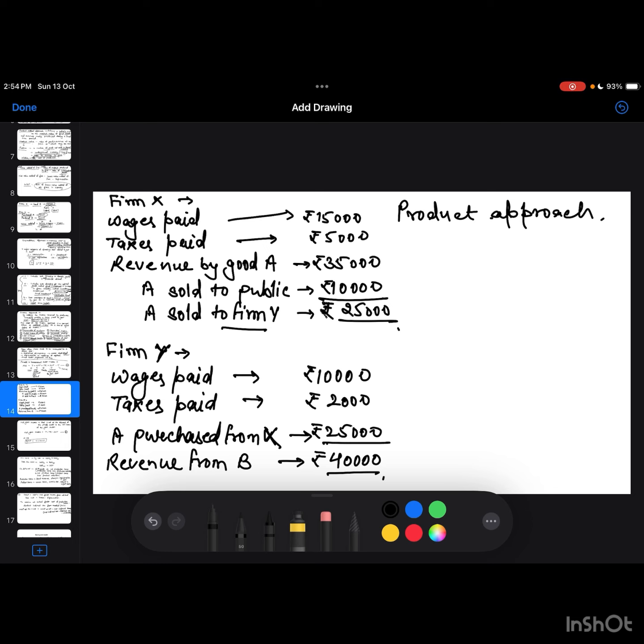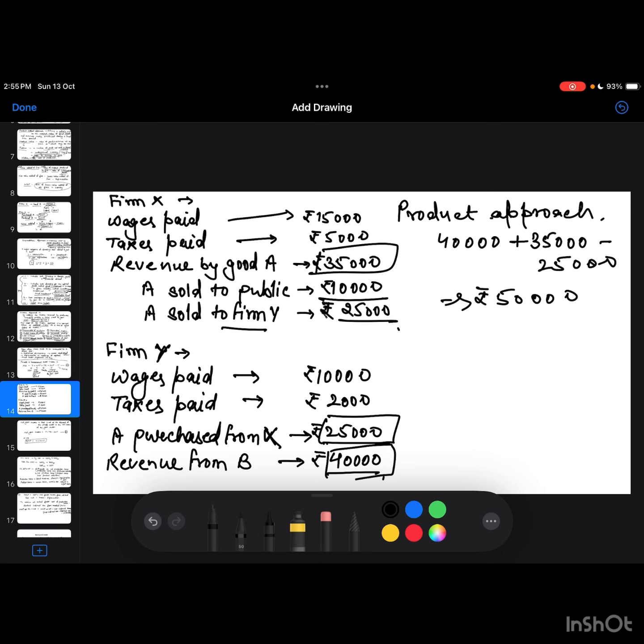Now from the product approach or value added approach, the final value of output produced by both the firms is 40,000 and 35,000. So we will add up both these and subtract the intermediate value, that is 25,000, and we will be left with 50,000. That is our answer.